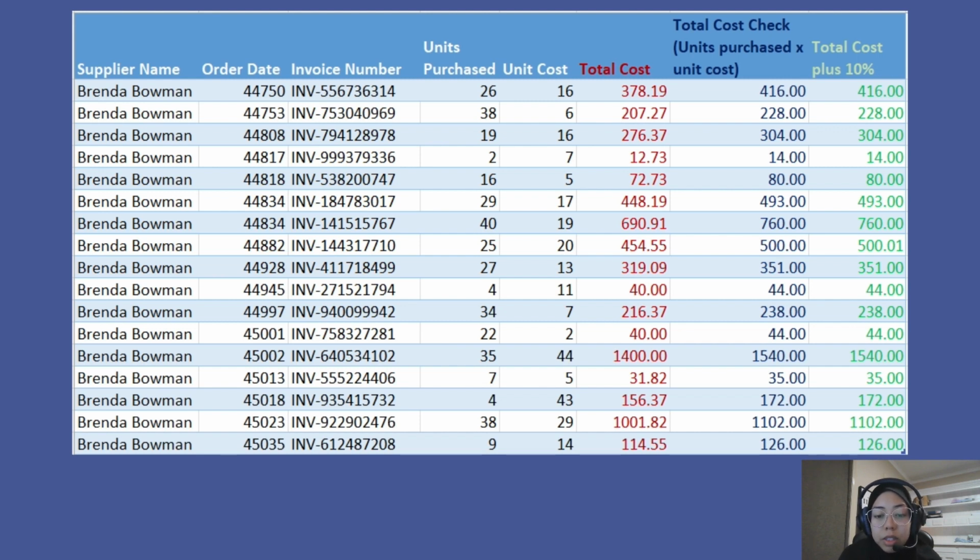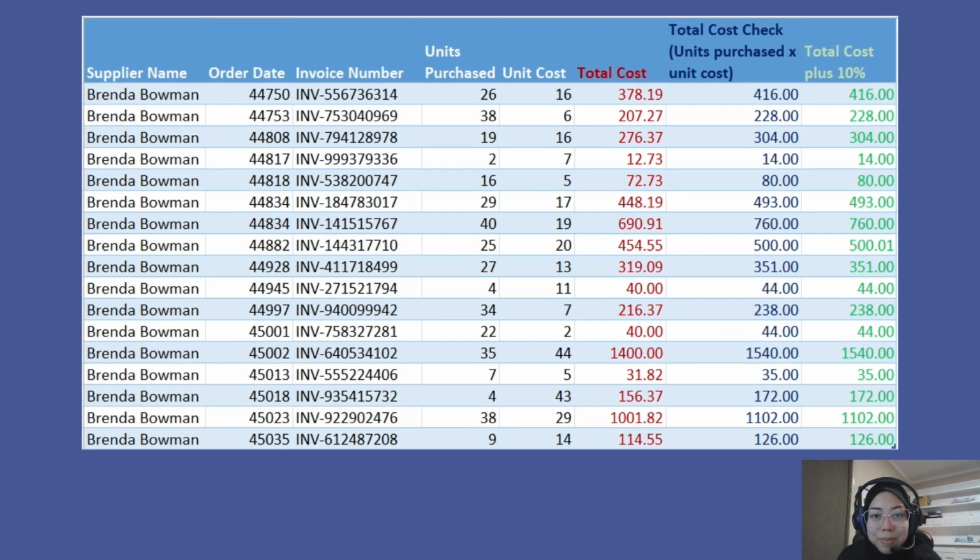We have noticed that the red column varies with the blue column by 10%. And the green column represents what the amount would be if we add 10% to the initial record of the total cost. And we can see that the blue and green columns are equal. The 10% variation may indicate that Brenda Baumann invoices excluded the GST percentage, which is 10%. Now my colleague Lynn will discuss further about this. Thank you.